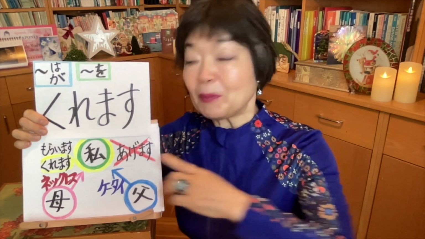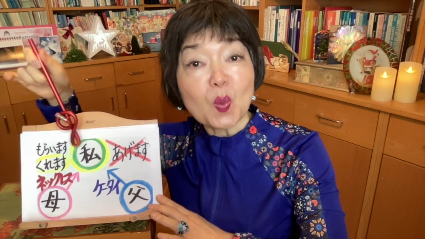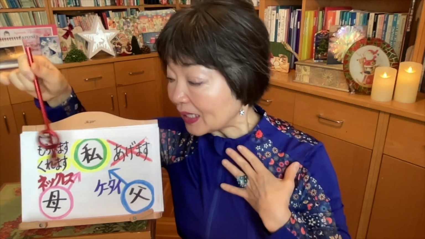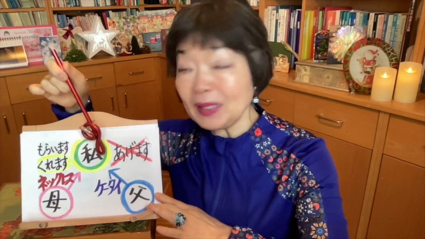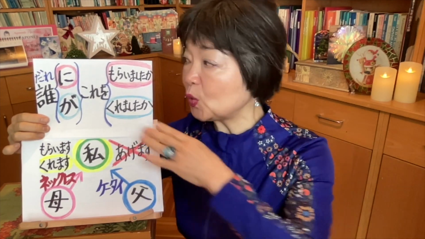When we use this verb くれます, it means the indirect object is me, but not only me: my family, my friends, or my staff, someone who belongs to me. My mother gave me a necklace. Then we can say 母は私にネックレスをくれました. But when we use くれます, this is to me, so I can omit this 私に. It means 母はネックレスをくれました.